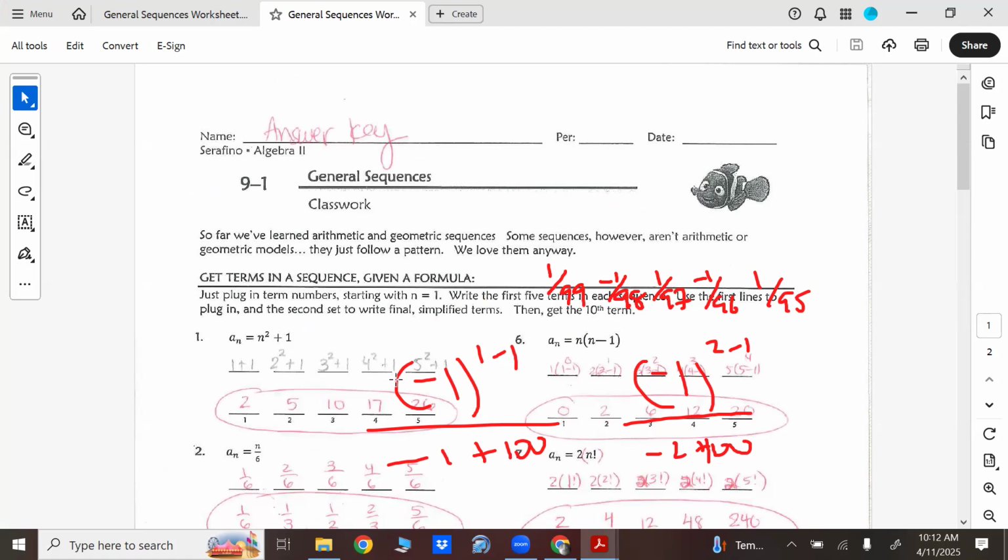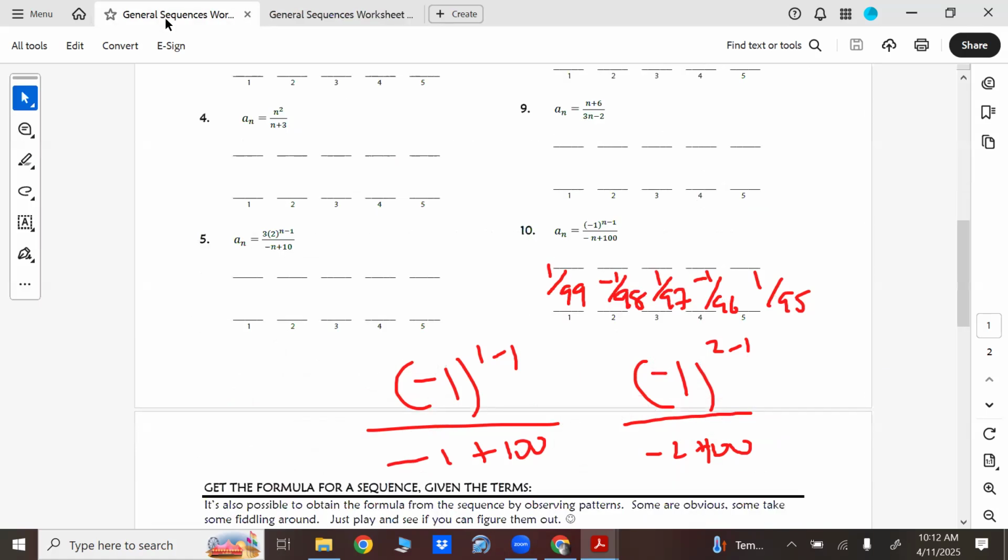You know what? Just do 5 terms. Oh, showing the work. Showing the work. And then it says, oh, then you get the 10th term. Okay. Actually, let's talk. What would the 10th term be for this one? What would you say at this point?